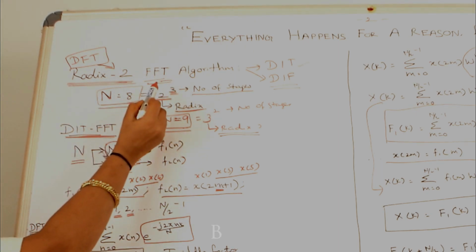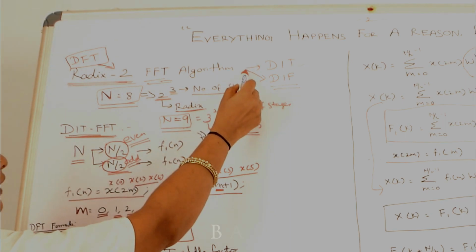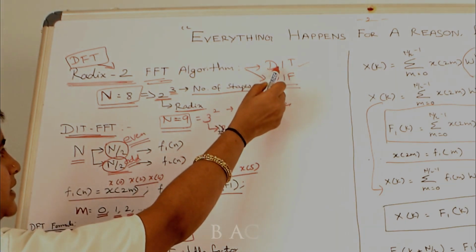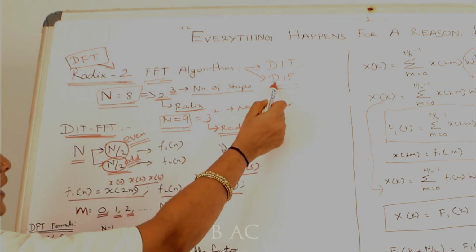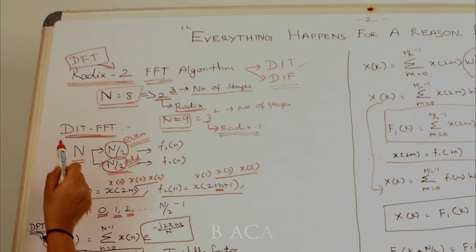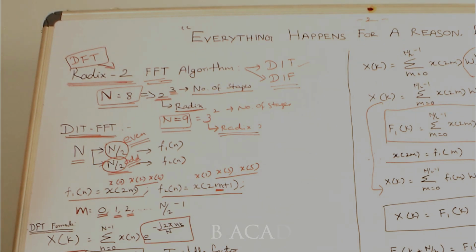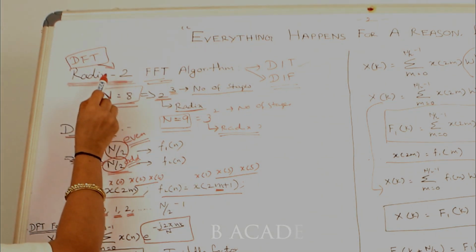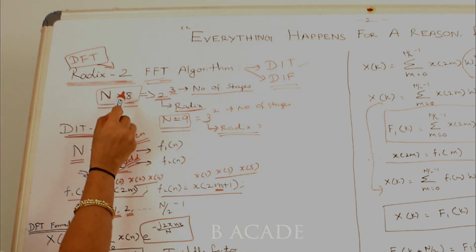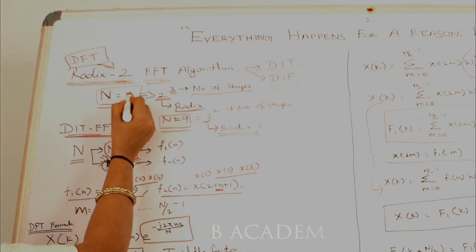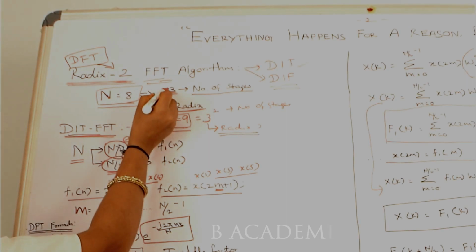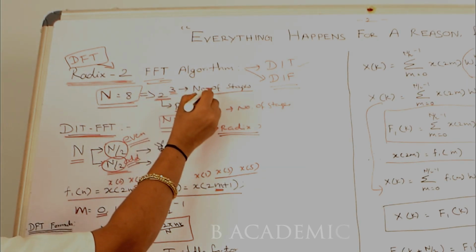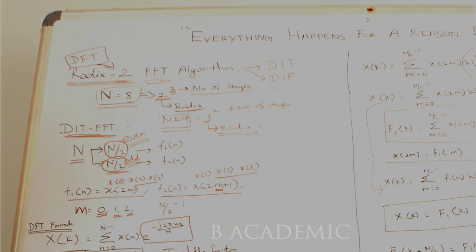Okay, so the FFT algorithm is divided into DIT and DIF algorithms. DIT is decimation in time and DIF is decimation in frequency. Here you are going to learn decimation in time fast Fourier transform. First you must understand what is radix 2. Consider an 8-point sequence, and 8 can be written as 2 power 3. Here 2 states the radix and 3 states the number of stages of your flow graph.